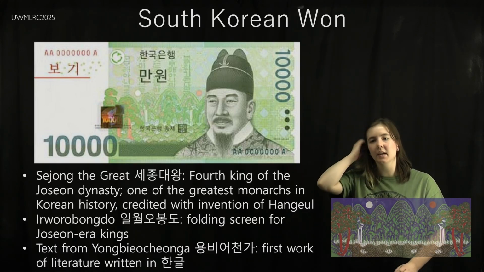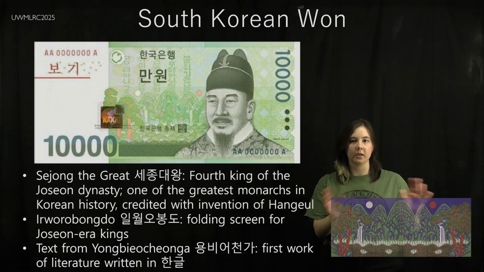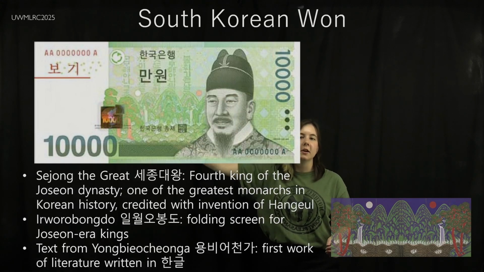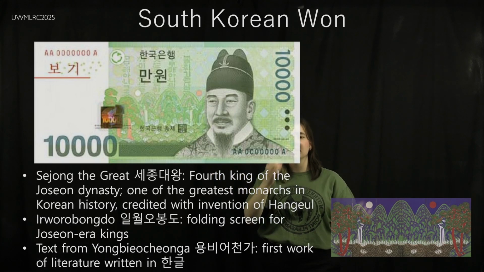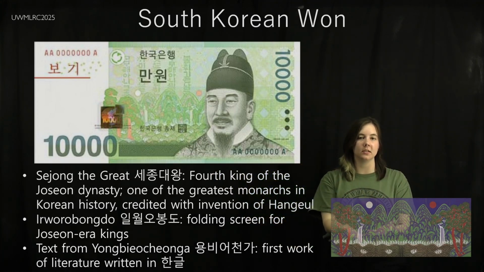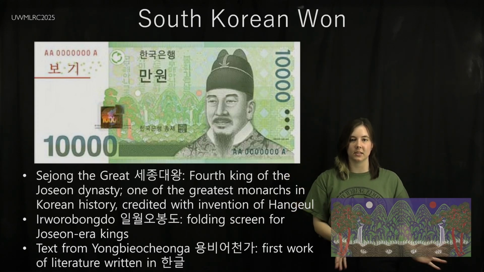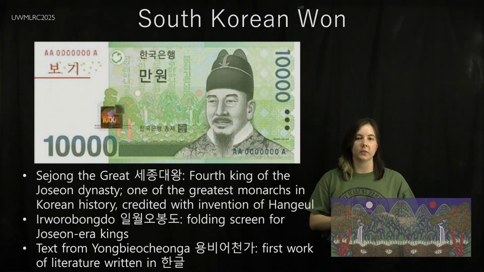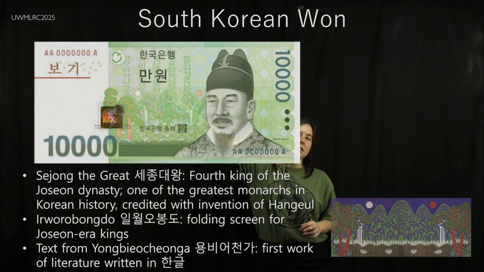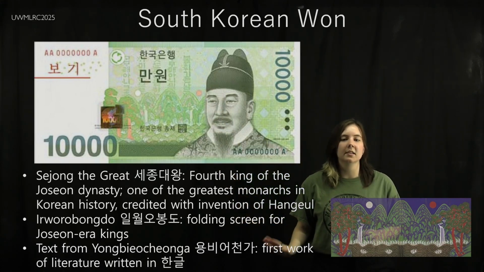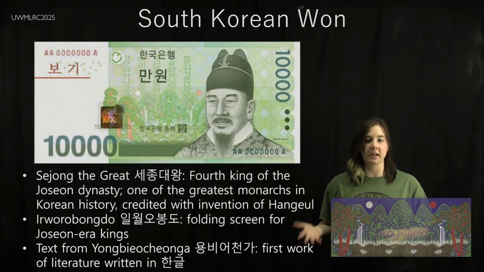So on the back, first you can see this folding screen for Joseon era kings. So this is his face. In the back, you see this kind of mountain landscape with the white moon and the red. This is a folding screen for Joseon era kings. So if you go into a king's throne room in the Joseon era, he'll be sitting on his throne, and behind that throne, you'll see this landscape. Because he's a king, this folding screen also appears behind his image on the bill. And you can also see some Hangul up here in the background. This is text from one of the first works of literature written in what has become modern day Hangul.